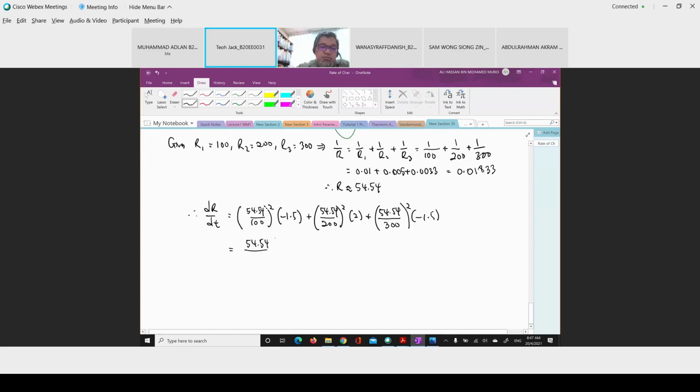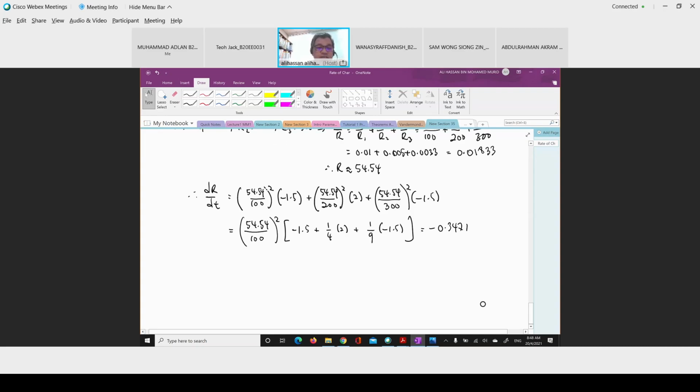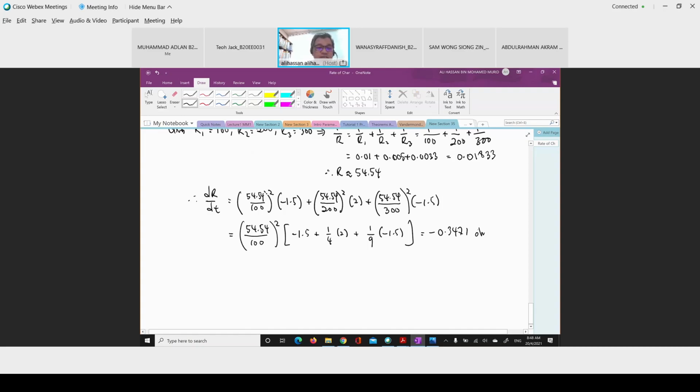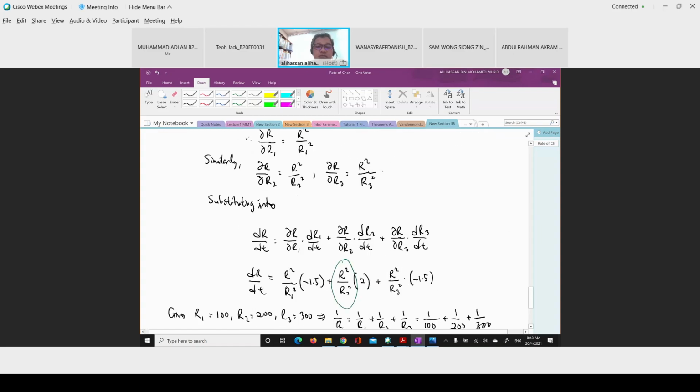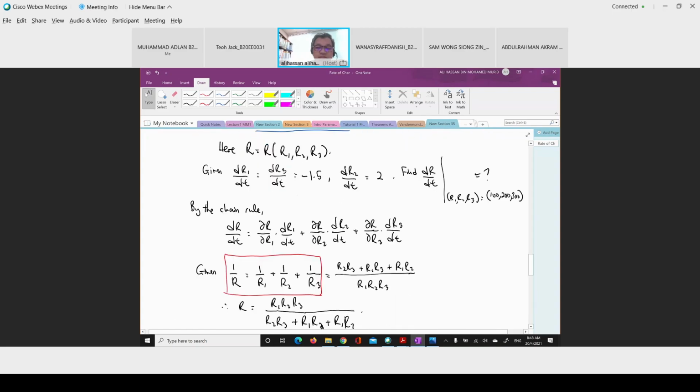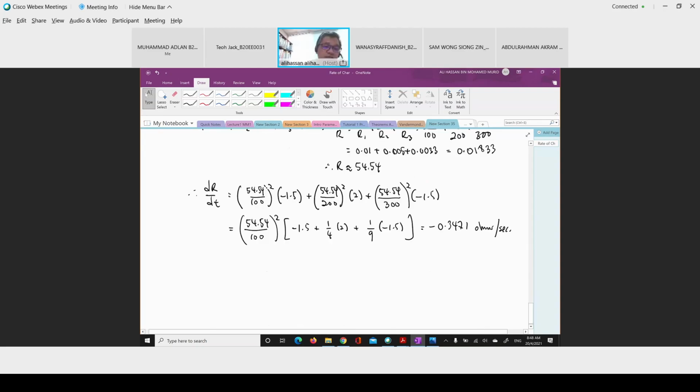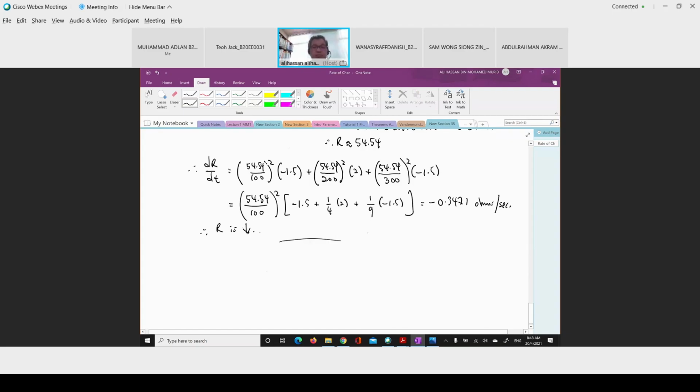You can factor out this. So we have minus 1.5 here. We have 100 squared. This is 1 over 4 times 2 plus 1 over 9 minus 1.5. Say it again. Negative 0.3471. So that means what? Is it increasing or decreasing? It's decreasing. So the answer to the question, how fast is it increasing or decreasing: here R is decreasing.